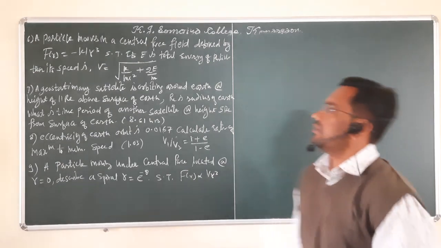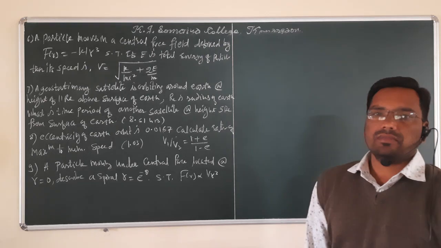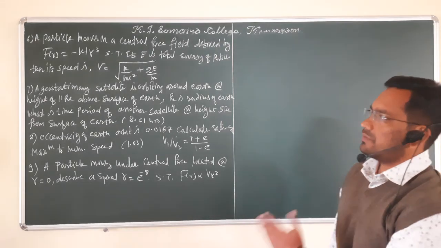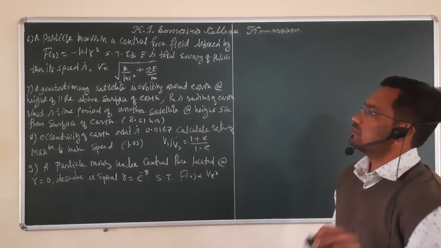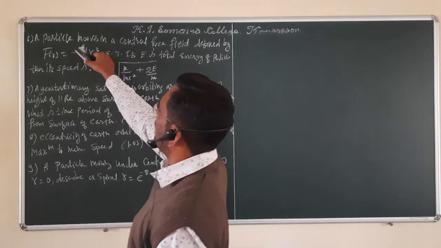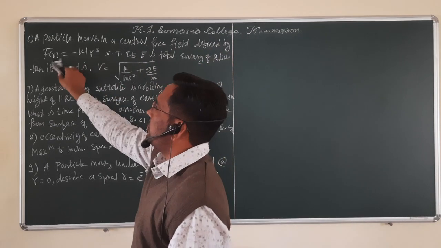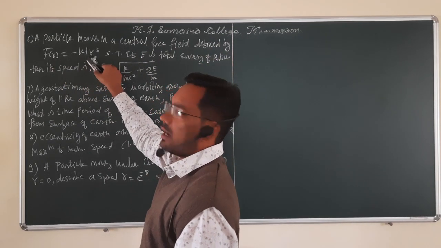Today we are taking problems on chapter number 3, remaining problems. So we start with problem number 6. Problem number 6, which I have already written over here, is: a particle moves in a central force field defined by f of r is equal to minus k upon r cube.